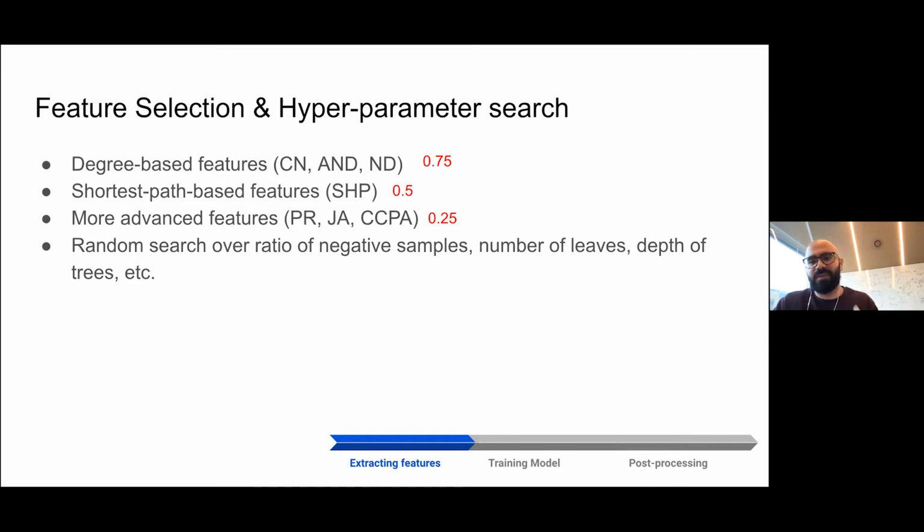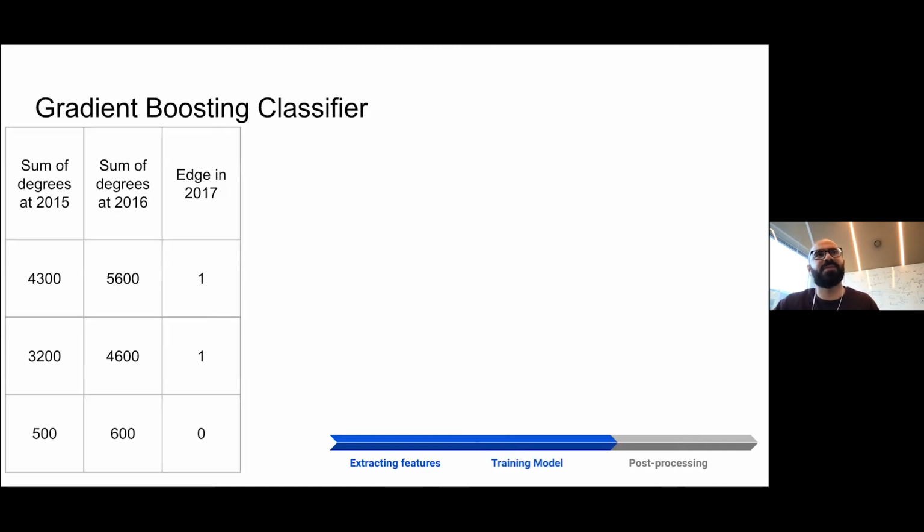So we want the ratio of negative samples to be higher, because we found out that the positive samples are rare in the training data or in the test set. So I want to go briefly over what our model is. It's just a gradient boosting classifier.